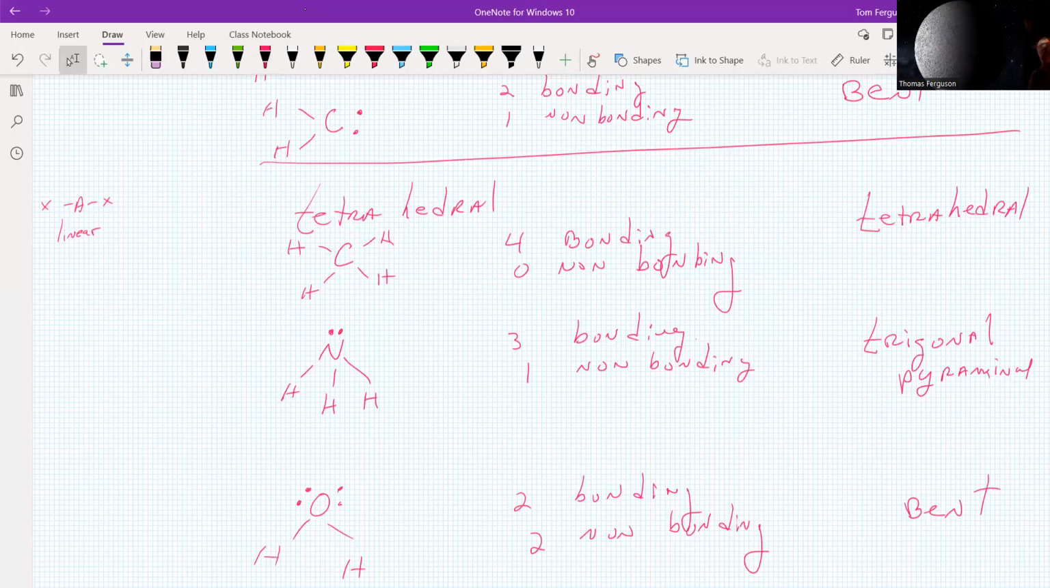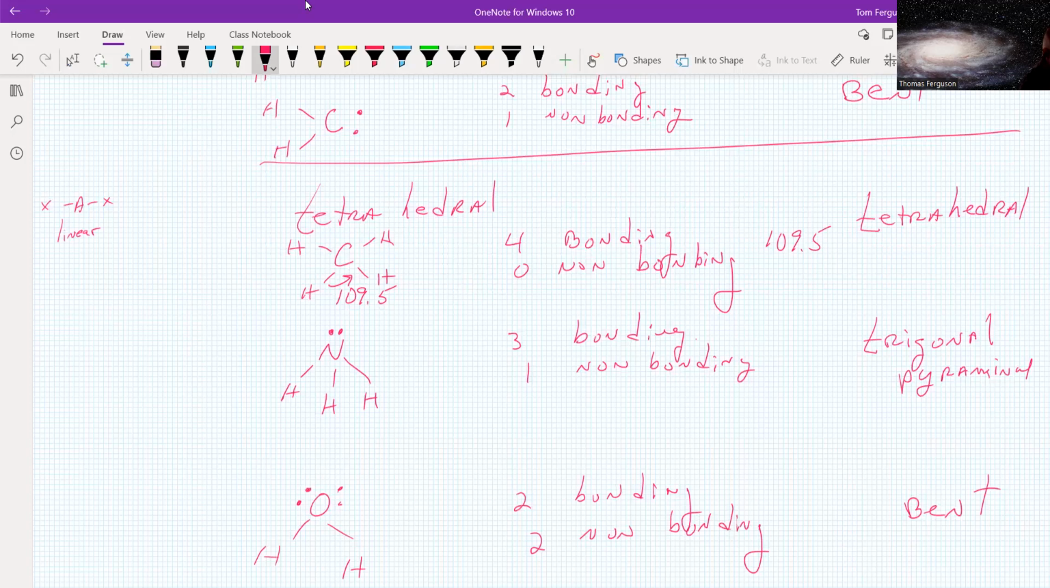Now, tetrahedral is not 90. It's because it's three-dimensional. If it was flat, it would be 90, but it's three-dimensional. So it's 109.5. For trigonal pyramidal, because it's a tetrahedral, it's 109.5.